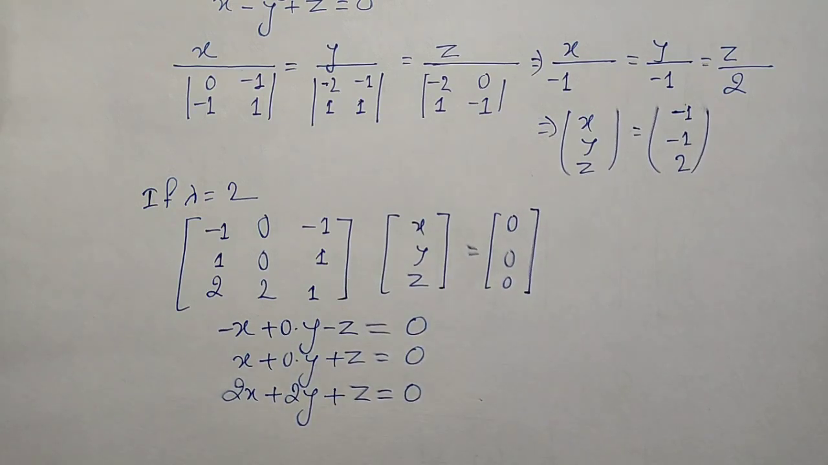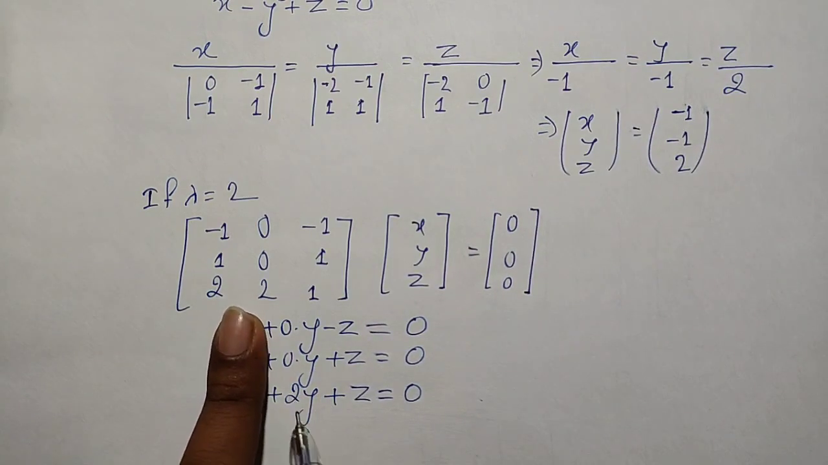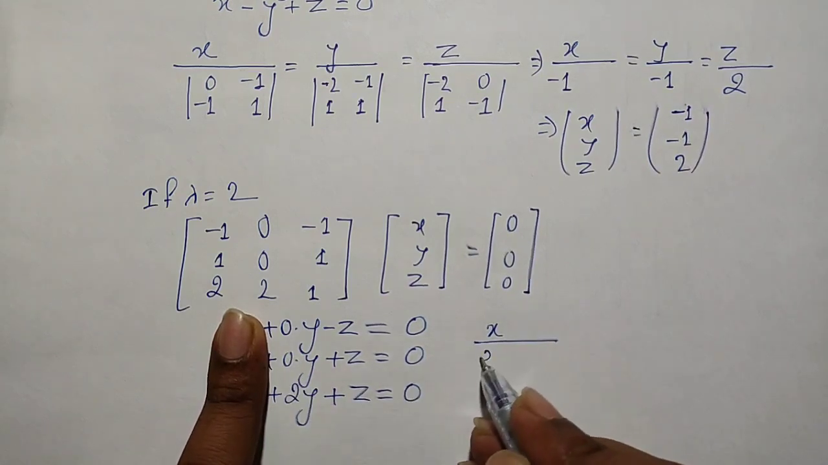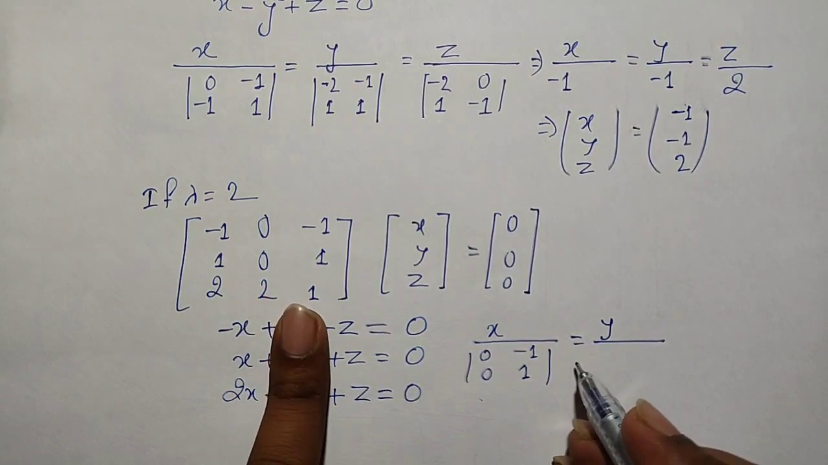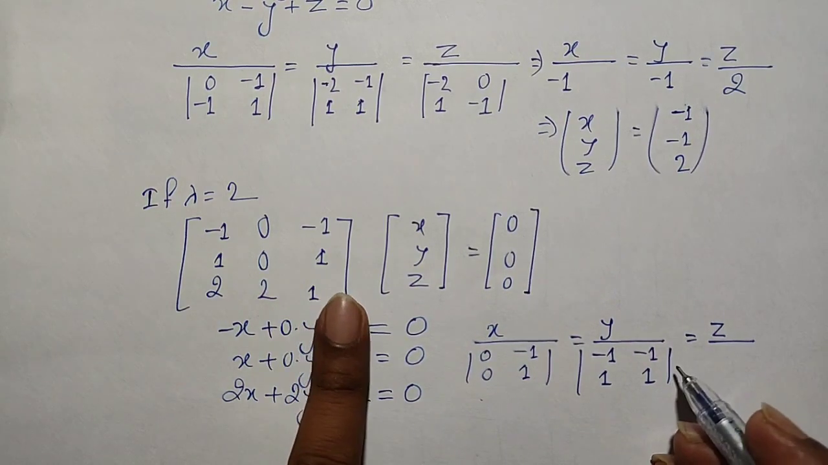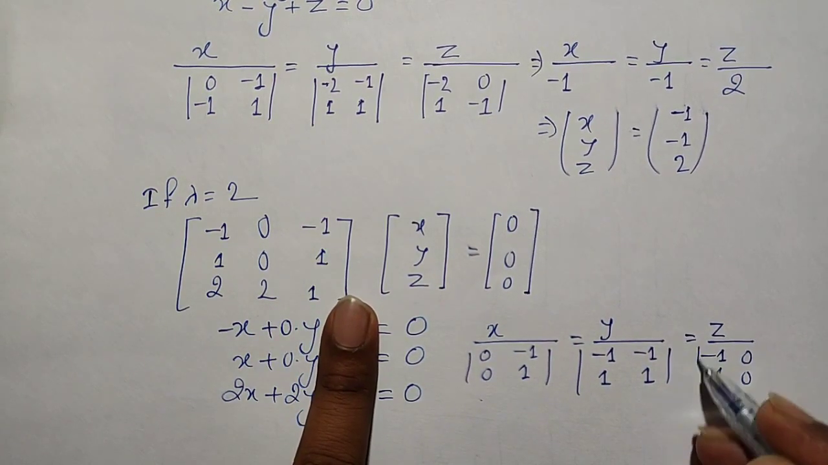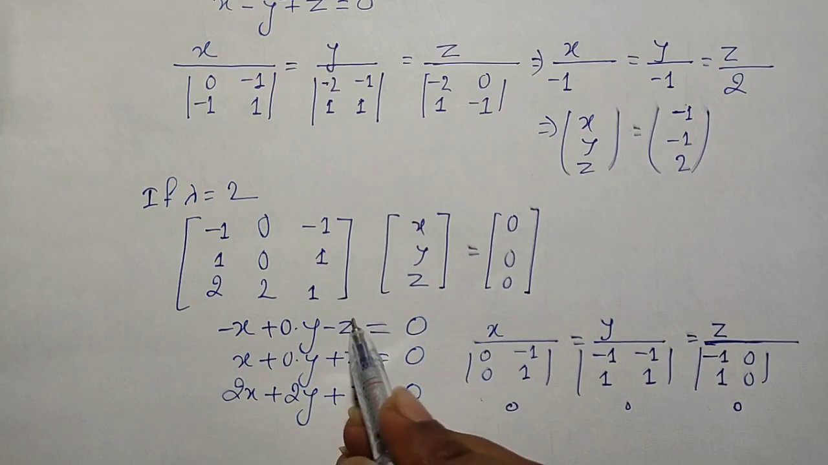Why so? See here guys, suppose I take only two equations, and this equation is not present here, and I write it as x by 0 0 minus 1 1, equals y by minus 1 1 minus 1 1, equals z by minus 1 1 0 0. On solving these lower terms, we get all the terms below x, y and z as 0. If you solve this, it also gets 0. So in such a case, we need to use all three equations.